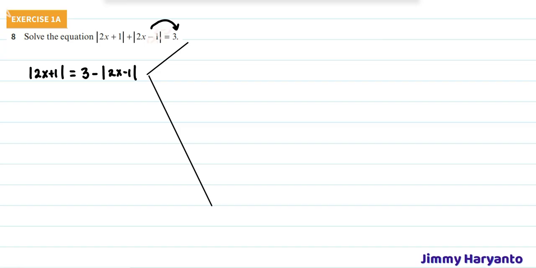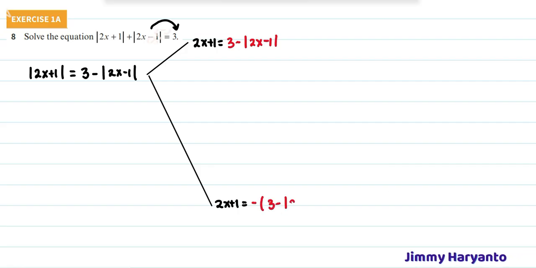into two parts. The first part will be 2x plus 1, second part also 2x plus 1 for the left hand side. For the right hand side, it will be exactly the same for the first part. For the second part, you have to put negative in front of them like this. Okay, so for the first part, you can move the 3 to the left hand side, so later you will have another equation of modulus function like this.